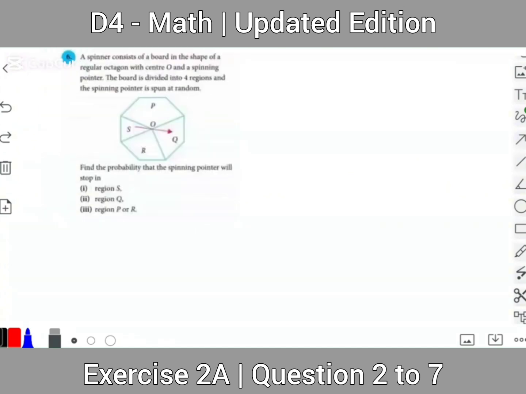Question 6 says, a spinner consists of a board in the shape of a regular octagon with center O and a spinning pointer. The board is divided into 4 regions and the spinning pointer is spun at random. Find the probability that the spinning pointer will stop in region S, region Q, region P, or R. So first, what do we have to do? First we have to see in the question that the shape is a regular octagon, so it will have 8 sides. So first we will divide our octagon into 8 parts. So first we will draw the lines.